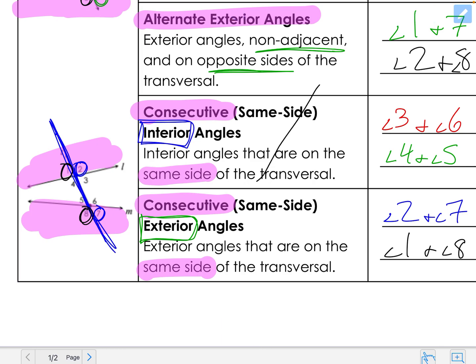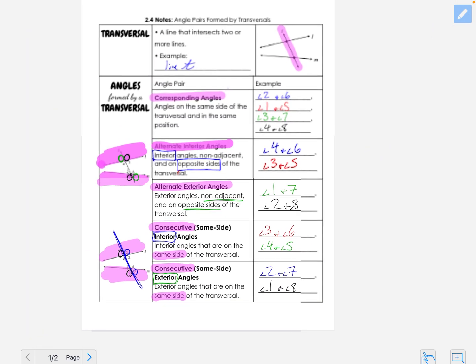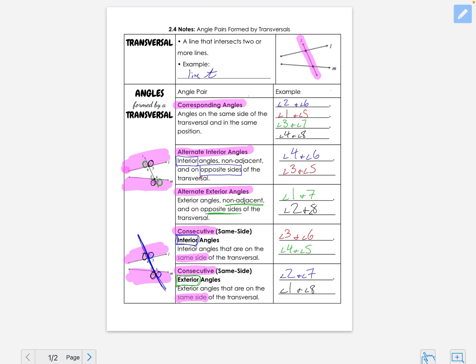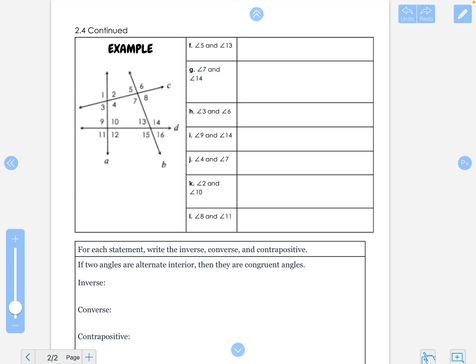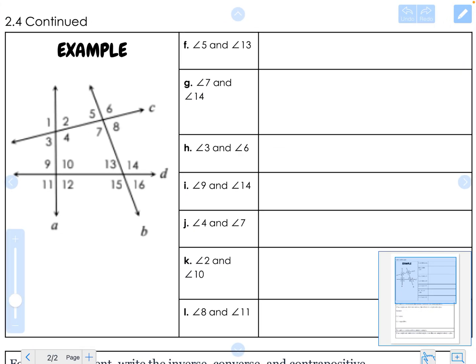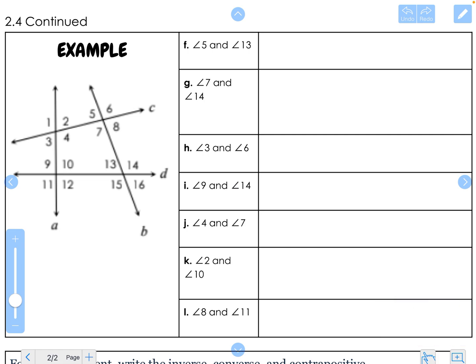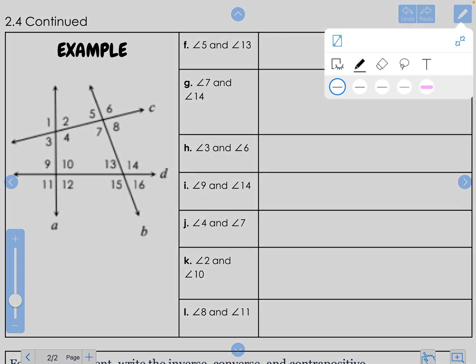And so that's just a brief overview of the types of angles that are created when we have a transversal. Remember, a transversal crosses two or more lines. So now let's look at this example problem right here. Let's look at the angles that were given, and then let's figure out their pairs.